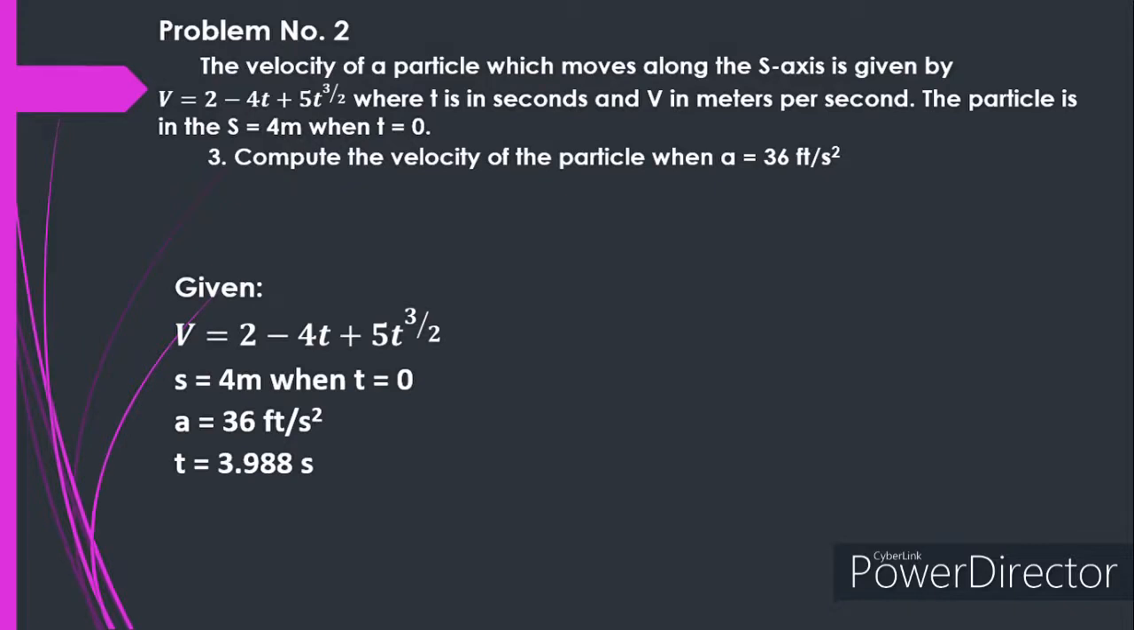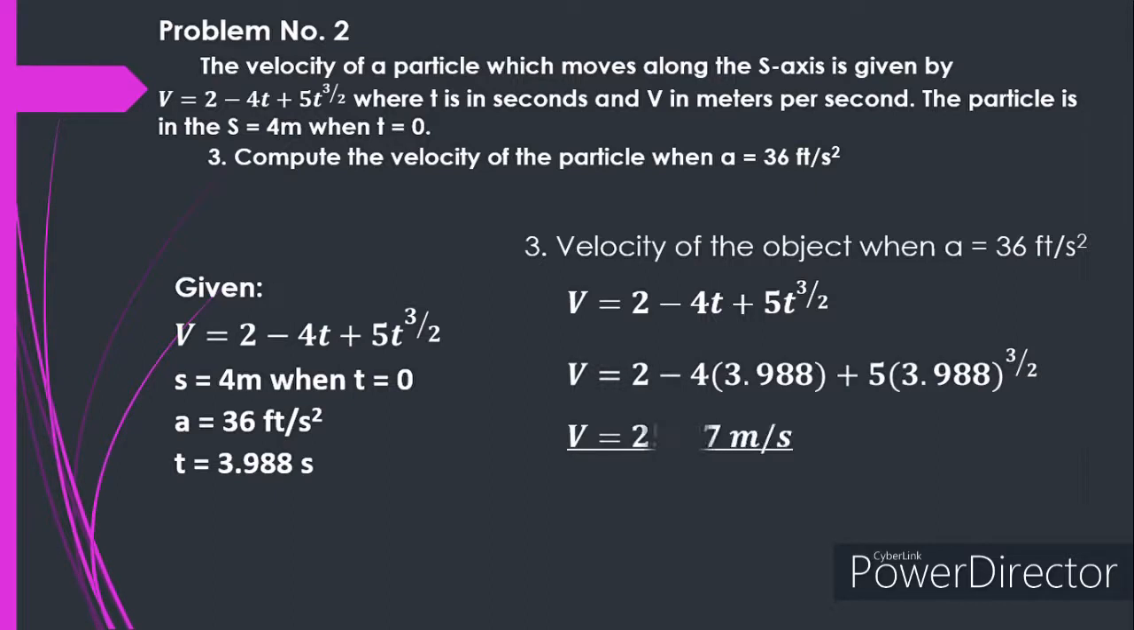So, given, meron tayong time na 3.988 seconds. So, direct substitution, v is equals to 2 minus 40 plus 5 t raised to 3 halves. Direct substitute ng time na 3.988. The result is 25.87 meters per second. Ayan.